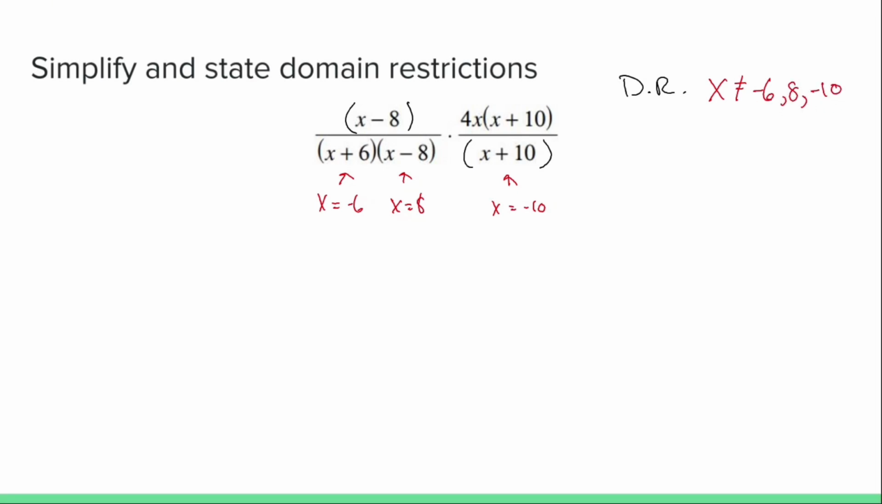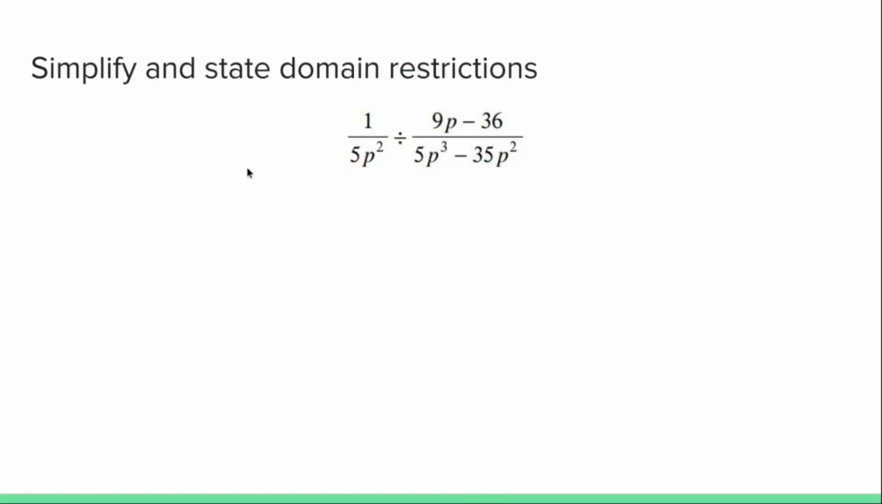Now I can start getting rid of stuff. So x minus 8 up here, x minus 8 down there, get rid of them. x plus 10 up here, x plus 10 down there, get rid of them. That leaves me with just 4x in the numerator and just x plus 6 in the denominator. And that's it, I'm done.